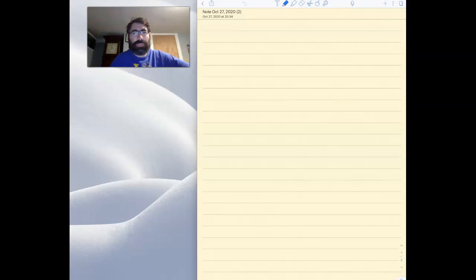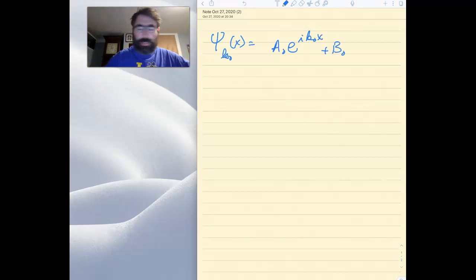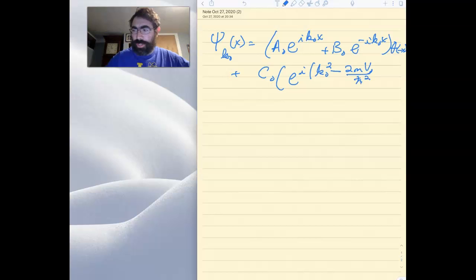Let's go back to the unnormalized states. And so we can write out, for the total, we'll write out the total wave function in K0 as the incident A0 e to the i K0x plus the reflected B e to the minus i K0x times the step function, plus C e to the i (K0 squared minus 2mV0 over h bar squared) to the 1/2 power x, again times the step function. So that's the total function.